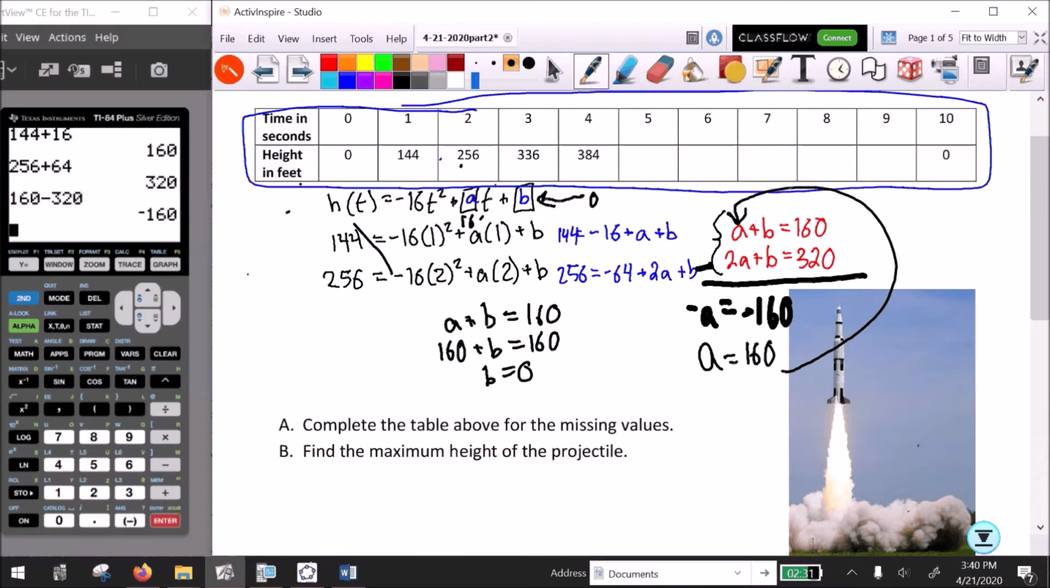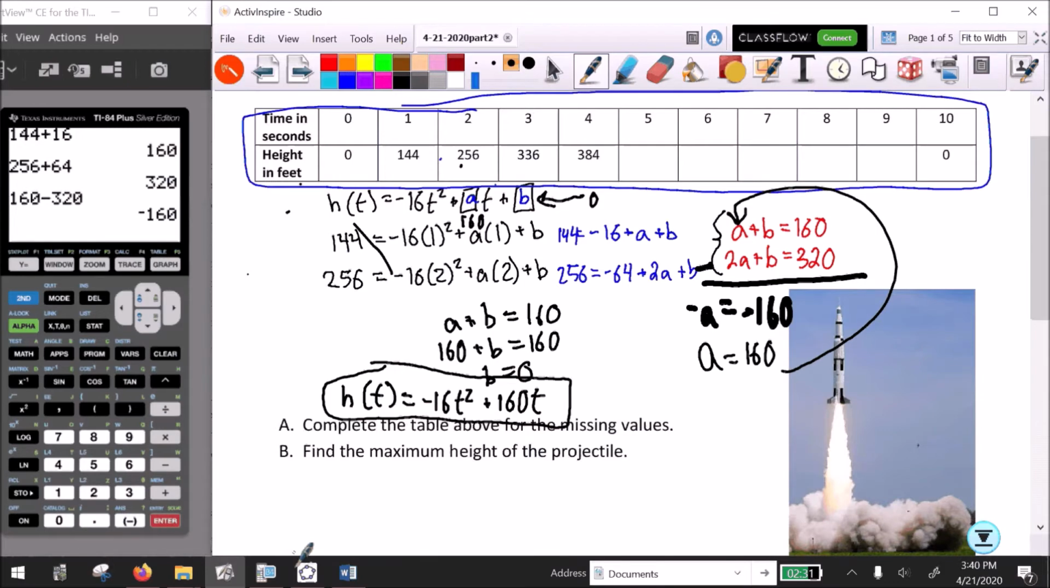This is 160. So we have our equation. Our equation is the height of the object according to the time after it was launched is equal to negative 16 t squared plus 160t plus 0. I'm not even going to write that plus 0 at the end because it doesn't affect it. This is our equation for the height of the object at any time t.